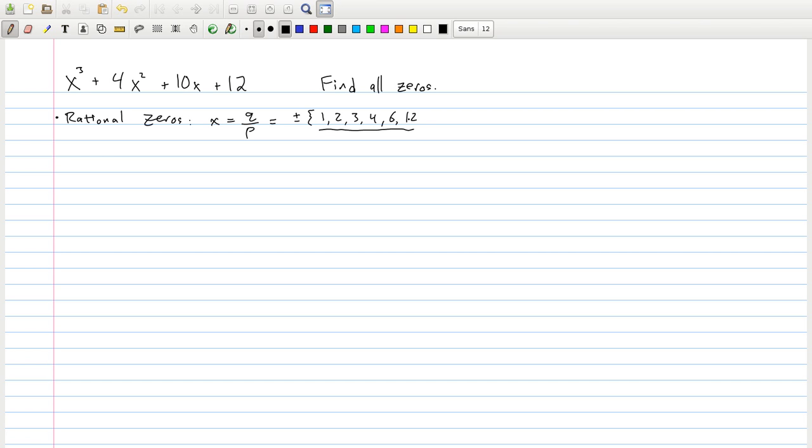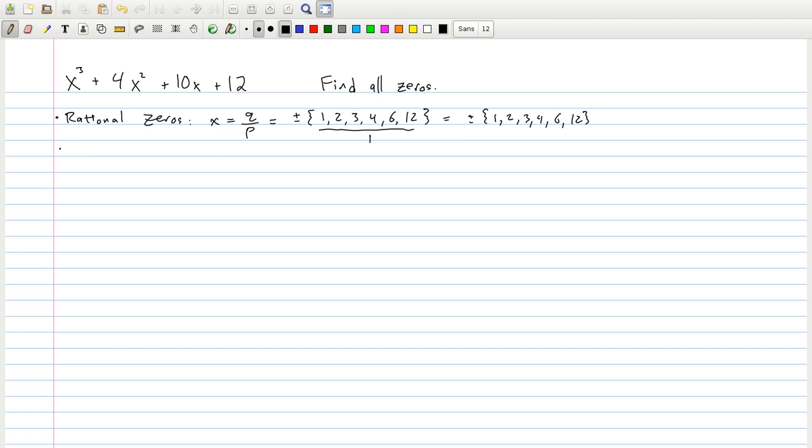divided by, so those are all the factors of the constant term. The only factor of the leading coefficient, which is 1, is 1. So this gives us a list that's plus or minus 1, 2, 3, 4, 6, and 12. So these are our possible rational zeros.